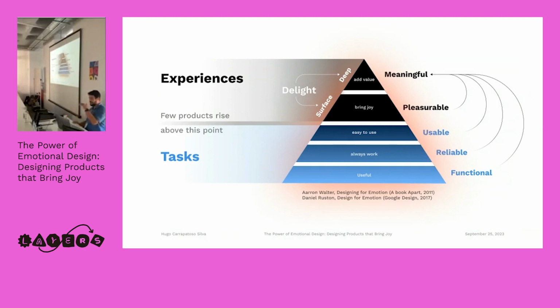But on the second part of the pyramid, we have only a few products that go above this point, right? It's when you create delight for the users. And you have surface delight. Does it bring joy? Is it pleasurable or not? Or does it add value or not? And that's about deep delight. So we have these two. And of course, the ultimate goal is to be meaningful to the user, so actually add some value to the user.